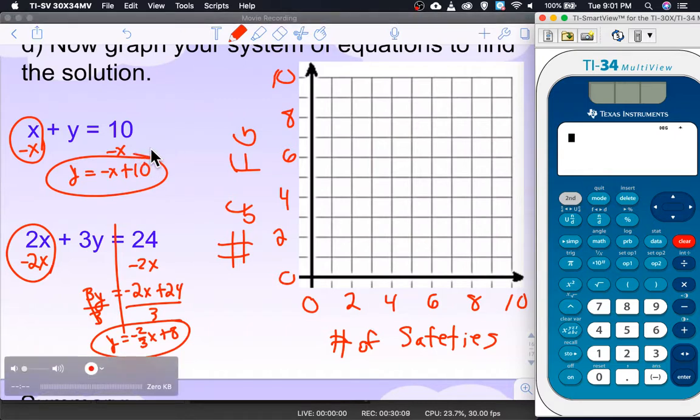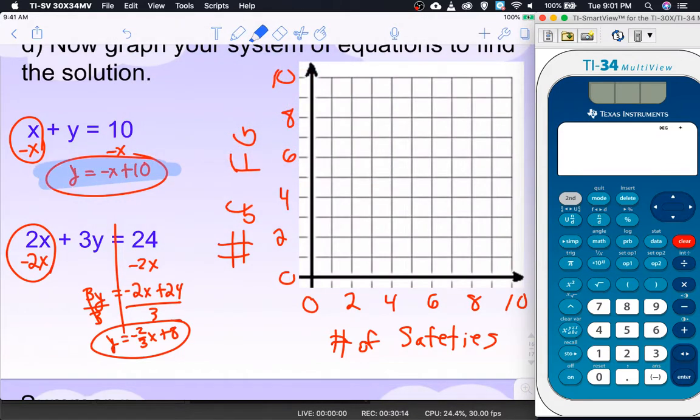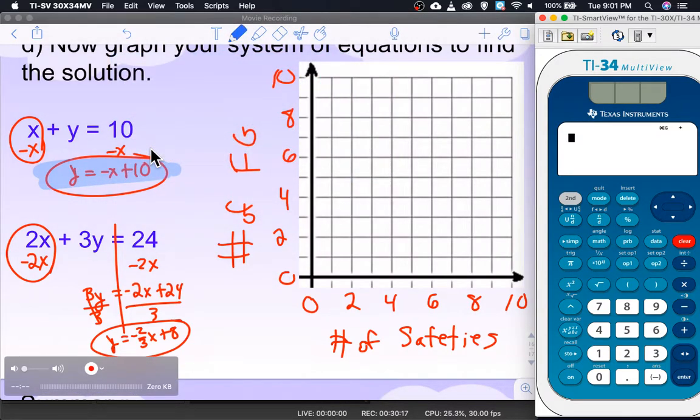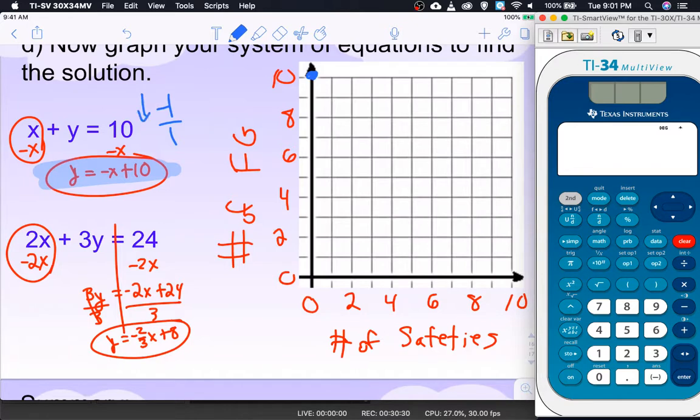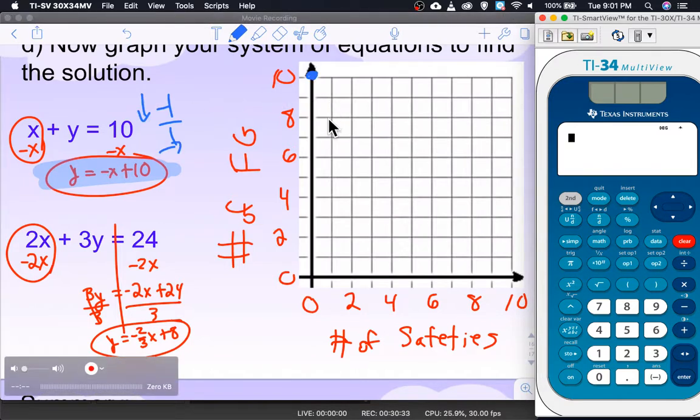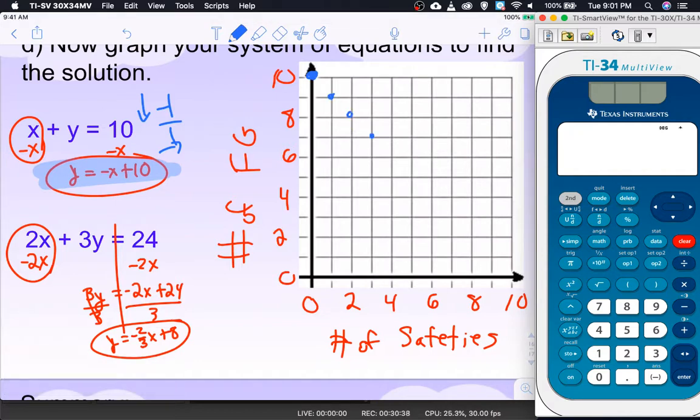So my first equation here, I'm going to highlight in blue. So this is going to be my blue equation. My blue equation has a y-intercept of 10. Boom, up there. And the slope is -1. That is -1 over 1, which means our rise is down 1 over 1. Down 1 over 1. Down 1 over 1. And it will continue right down this diagonal. My line's a little off. I can fix it. Technology is wonderful. There we go. So there's my blue line.